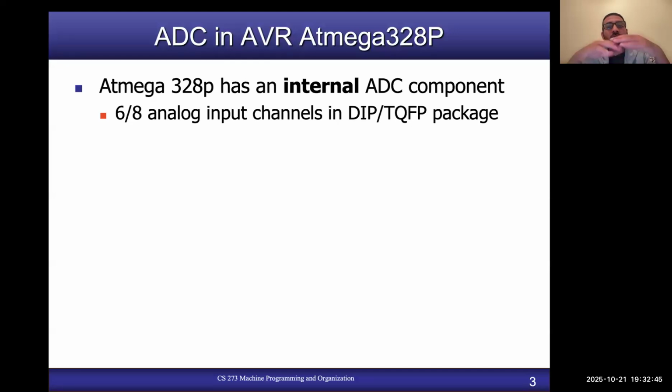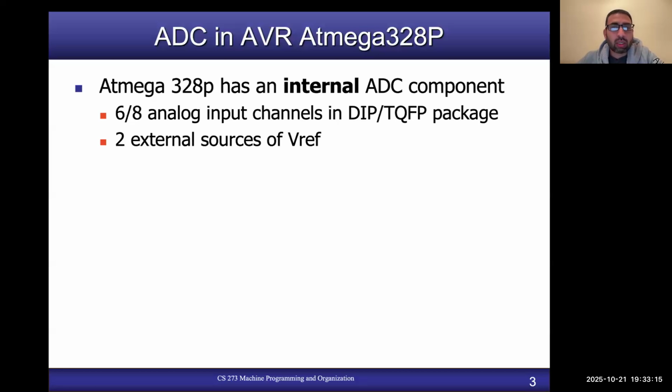flat package, which is smaller in size and doesn't have legs, its pins are straight. You cannot, for example, plug it in on the breadboard, right? That type of package, the TQFP package, offers 8 analog input channels, which means that we can connect 8 different analog inputs, right? 6 or 8, depending upon the type of the package.